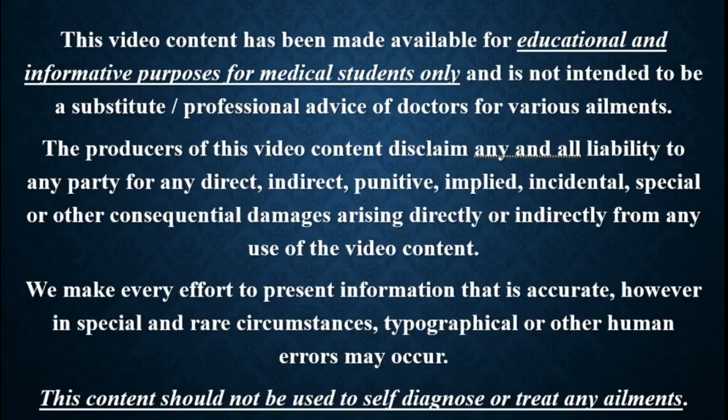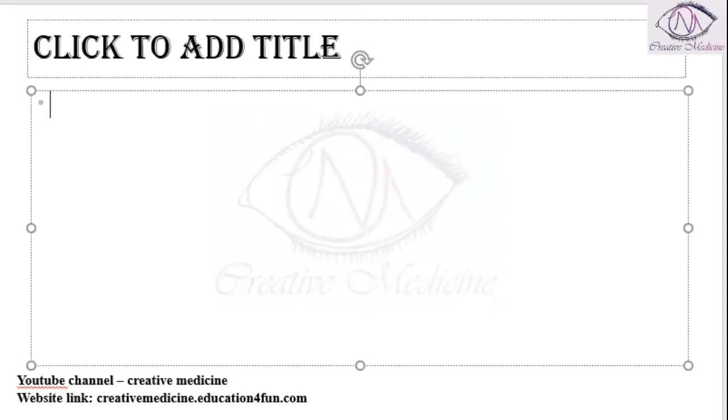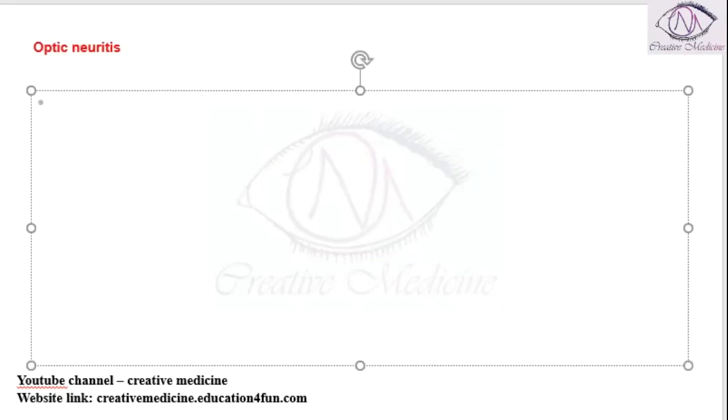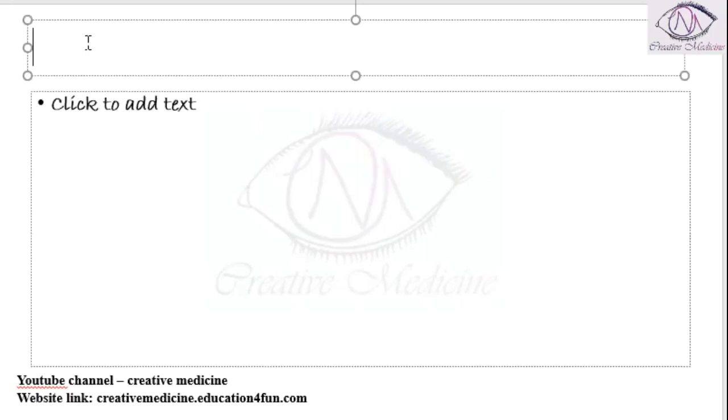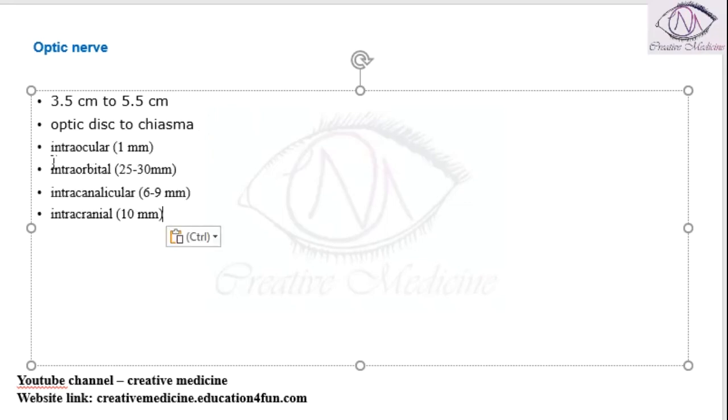In this lecture, we will learn about optic neuritis. Optic neuritis is actually, first we will see the optic nerve first. The optic nerve has a length of 3.5 to 5.5 centimeters, especially from the optic disc to the chiasma. It is present from the optic disc to the chiasma and it has four parts.